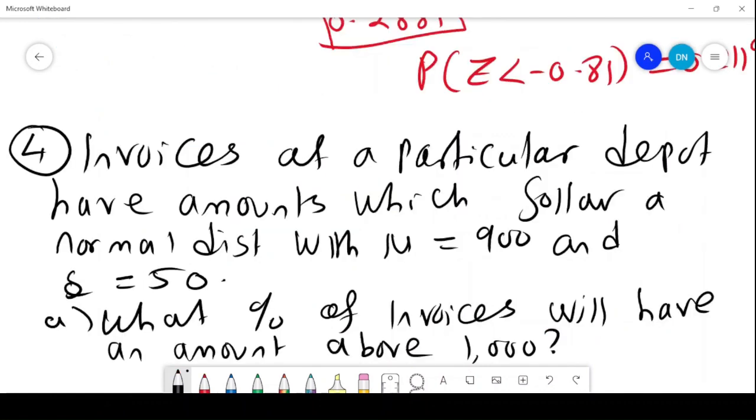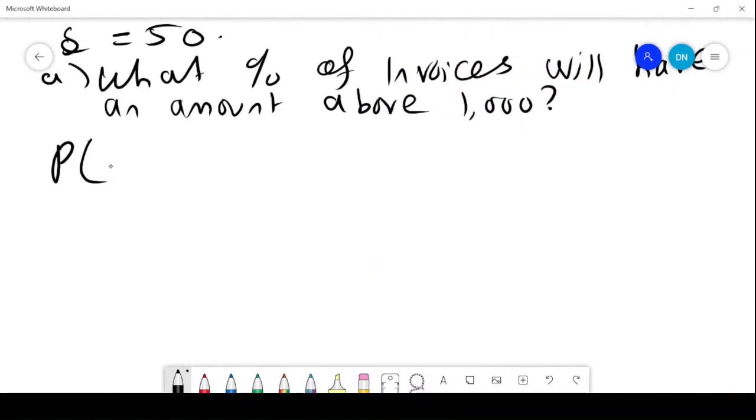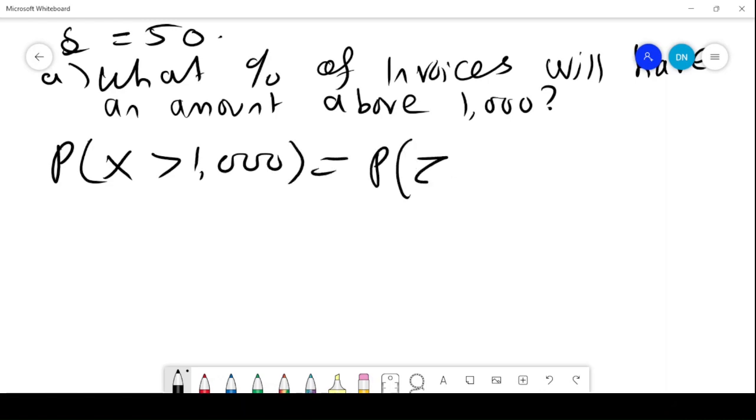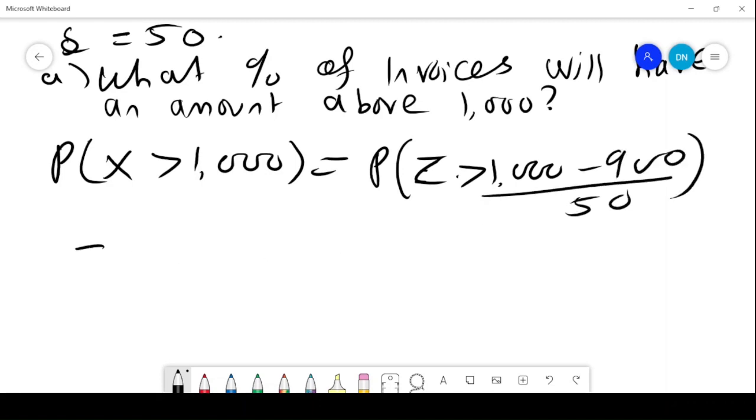Invoices at a particular depot have amounts which follow a normal distribution with a mu, that is a mean of 900 and a standard deviation of 50. What percentage of invoices will have an amount above 1000? What is the probability that x will be greater than 1000? So we want to transform this to a standard normal. 1000 minus 900 all over 50. And we are looking at the probability that z is greater than that.